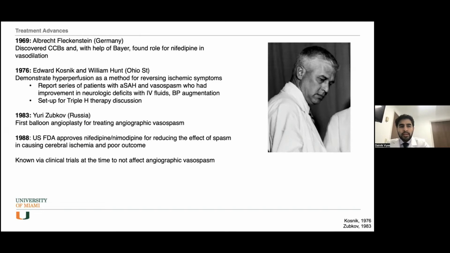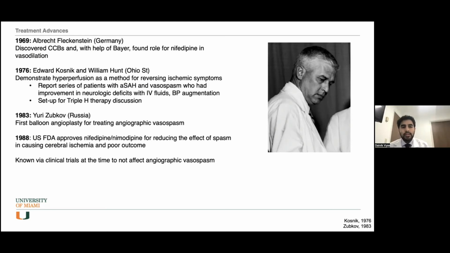But in 1976, William Hunt out of Ohio State also began positing the idea that maybe we can treat these entities from a critical care perspective. And he describes the concept of hyperperfusion as a way of reversing ischemic symptoms. So he reports a case series of patients who had aneurysmal subarachnoid hemorrhage and vasospasm, and found that administering IV fluids and in some cases blood pressure augmentation allowed for reversal of these ischemic symptoms. But it wasn't until much later that the actual therapeutic paper on Triple H therapy was published, and I'll get to that a little bit later.